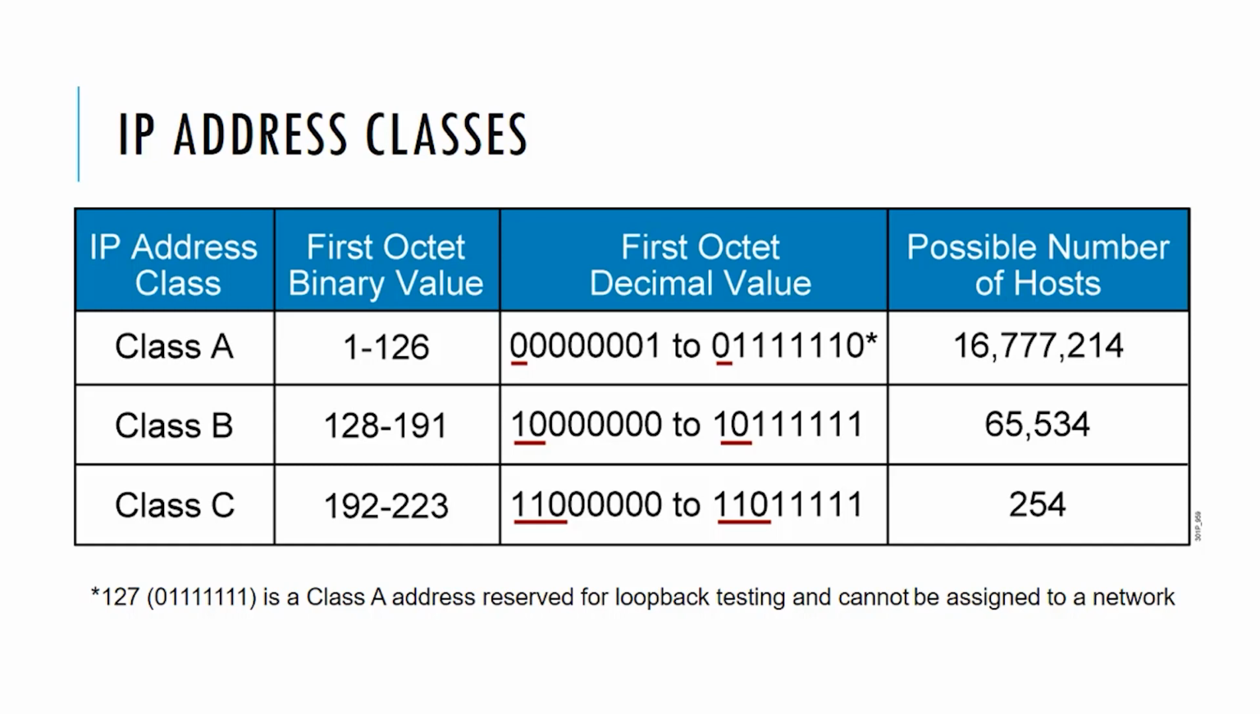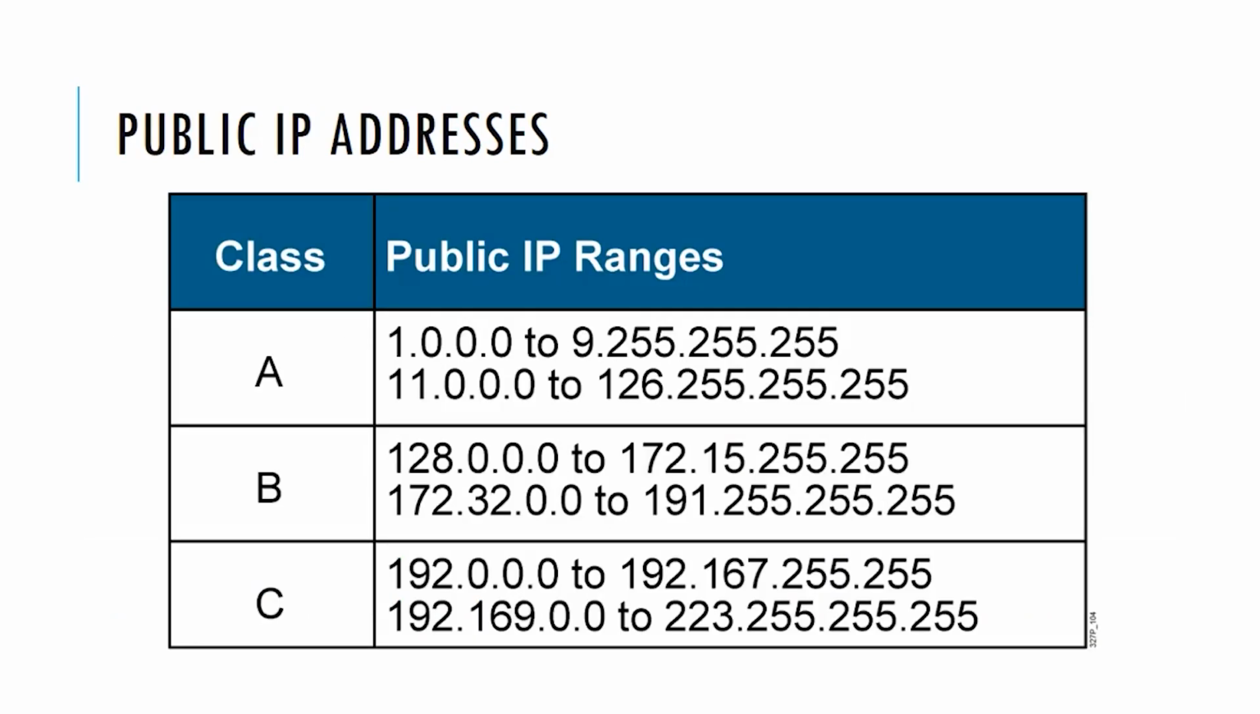According to this classification, there are possible numbers of hosts for each class. Class A supports up to 16,777,214 machines. Each Class B category can support up to 65,534 machines. Each Class C can take 254 machines only. Now the public IP addresses that can be given to machines to exist over the internet.